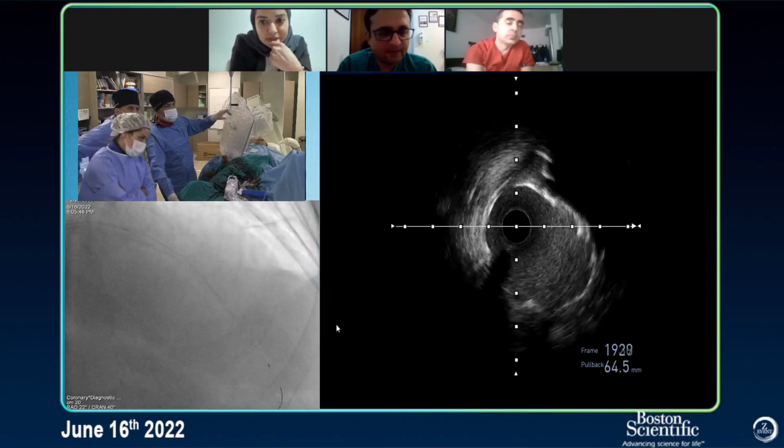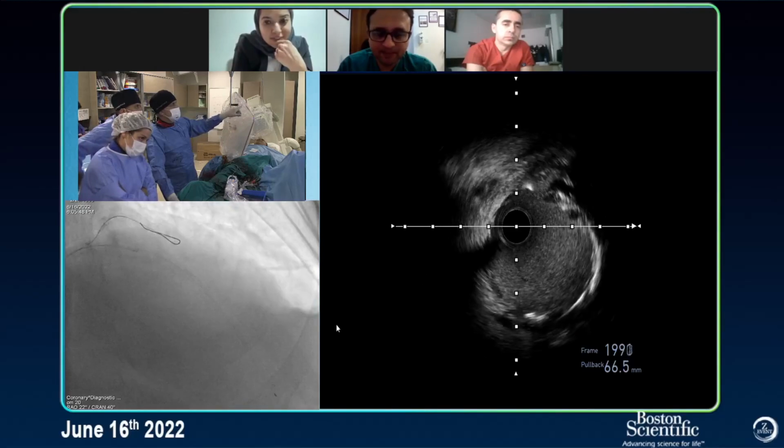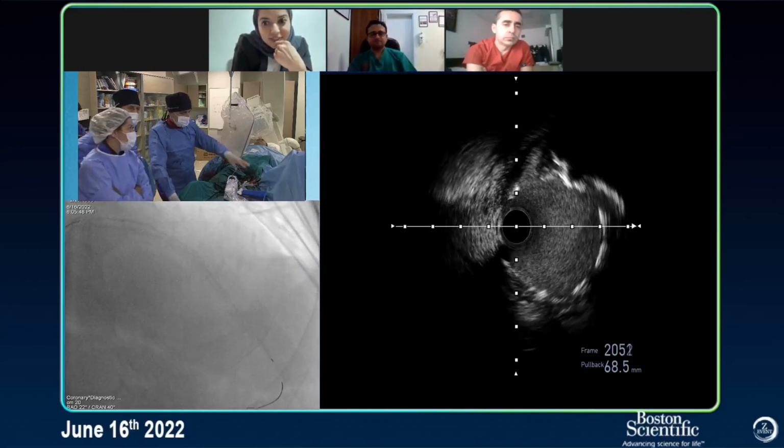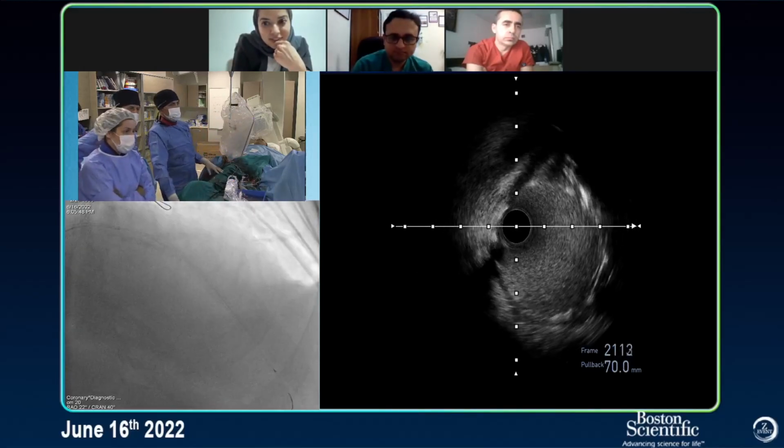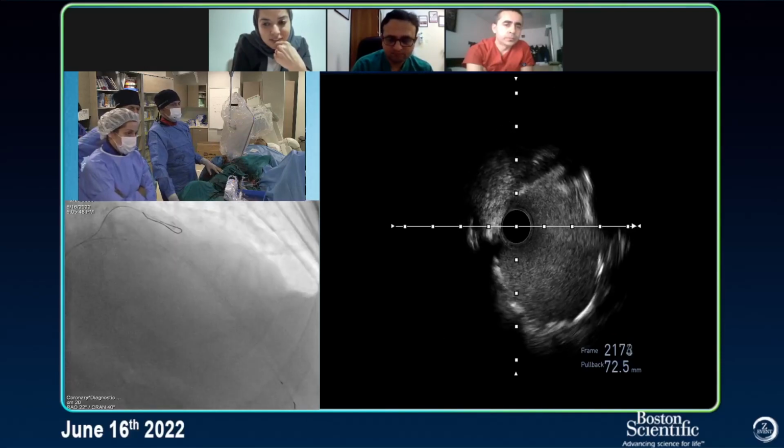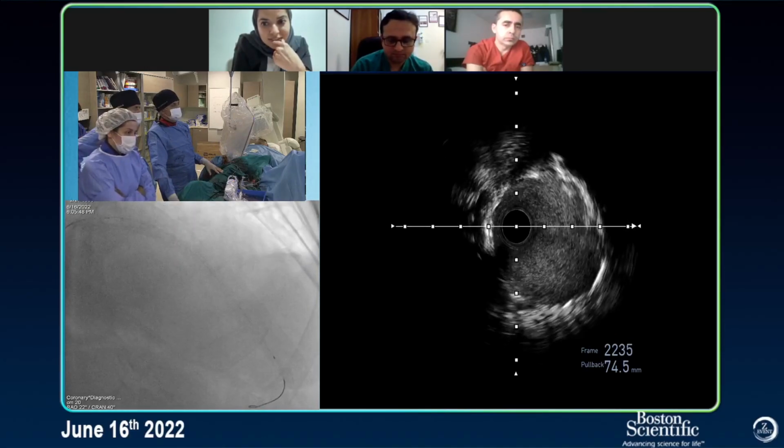Yeah, the proximal part was good. Yeah, I agree with you. That part was okay. Yeah, the proximal part, I think, is good size.